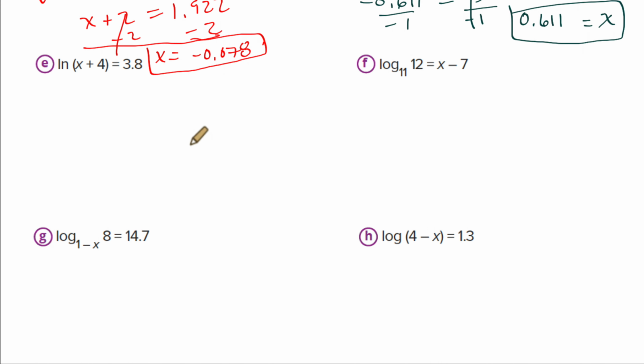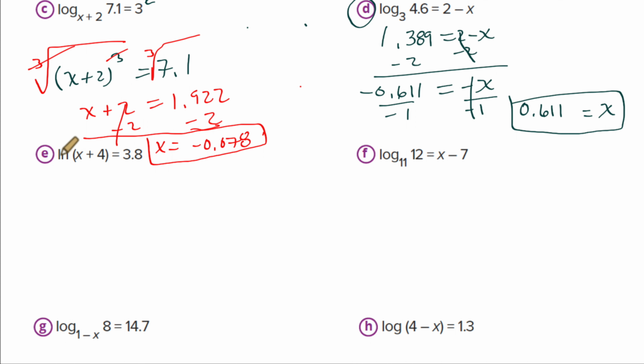Let's start with E. For E, we have to remember that ln is the natural log. That's log base e. Don't forget that. So we've already forgotten that. So that's log base e, right? So the base of the exponent is e. I'm just going to write that down to remind you. All right, so e^3.8 equals the argument here, x + 4. So that equals x + 4.